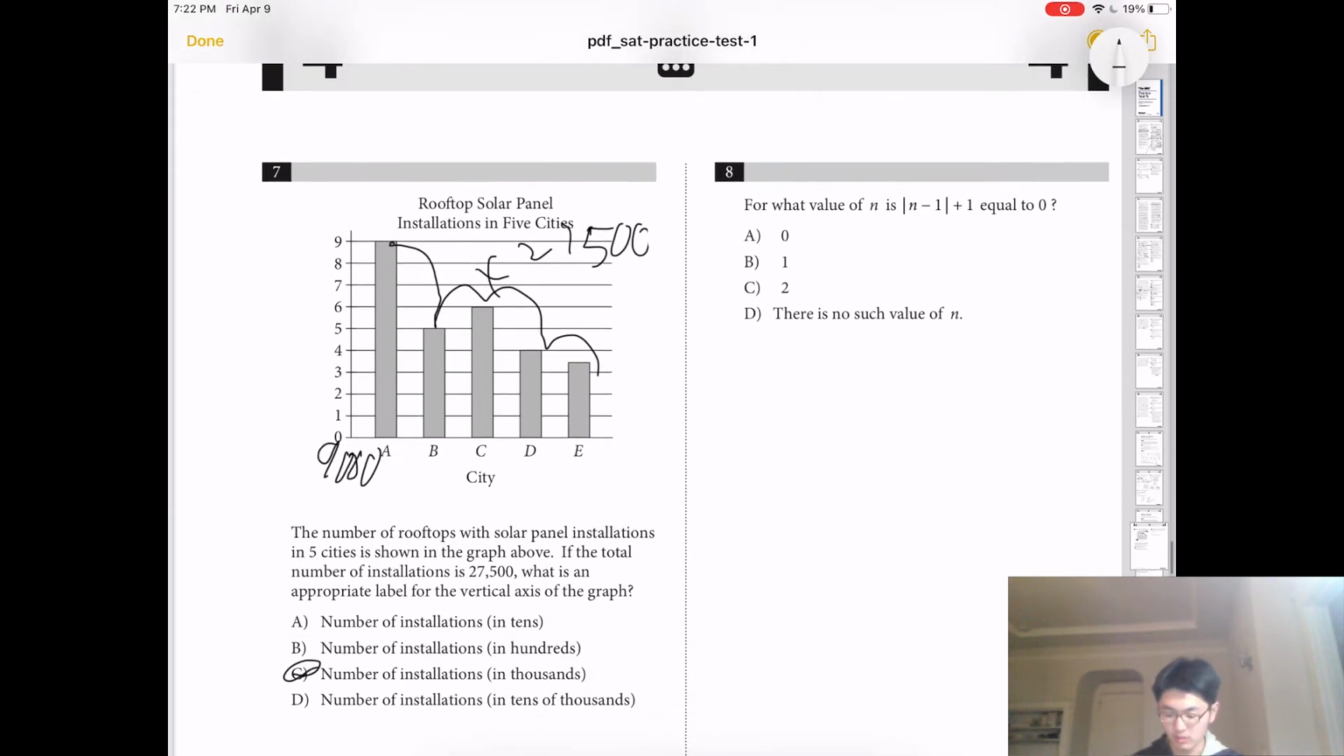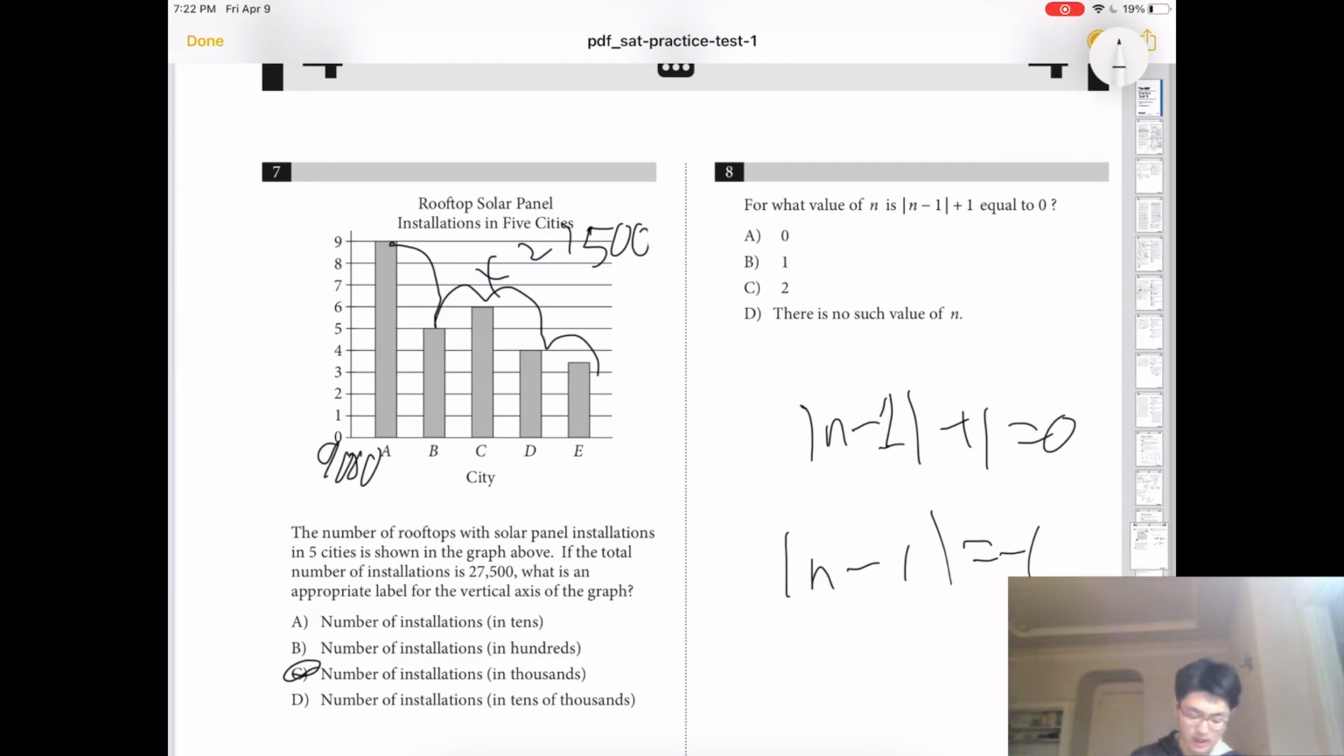And number 8, what value of n is |n − 1| + 1 = 0? Okay, so |n − 1| + 1 equals 0. That would make the absolute value of n minus 1 equal negative 1. The absolute value of anything can't be a negative number. That's why it has to be D.